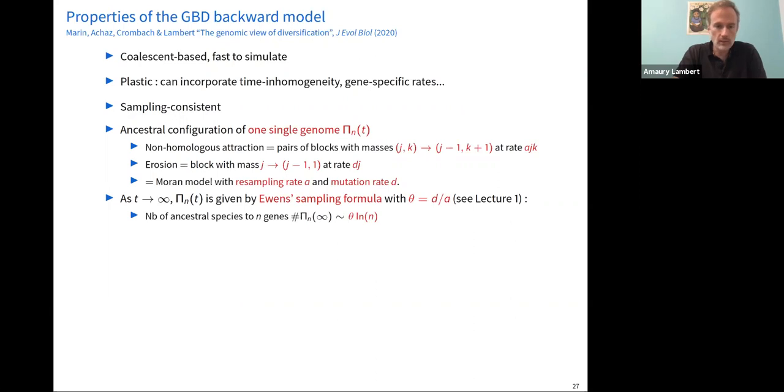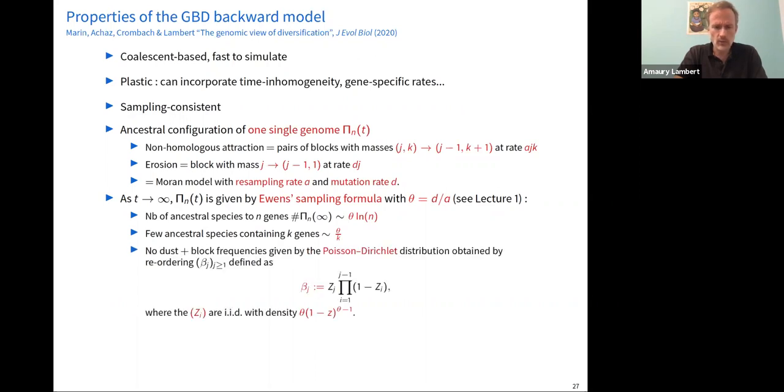And so what we get is a situation which is much more desirable than the situation we had in the Kingman coalescent with erosion, where the number of ancestral species at equilibrium for n genes is of the order of log n. Okay, so that's pretty small. It increases very slowly with the size of the genome, and so that's a good thing. There are few ancestral species containing a small number of genes, theta over k, not scaling with n.